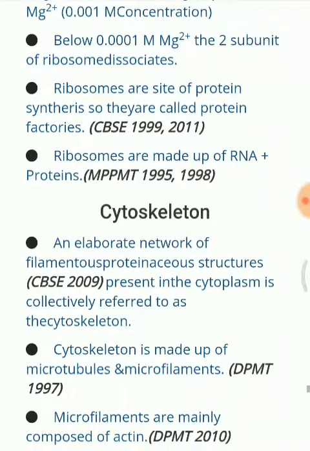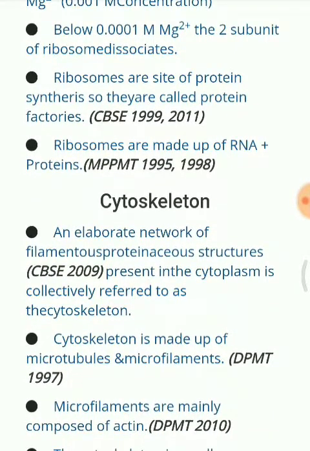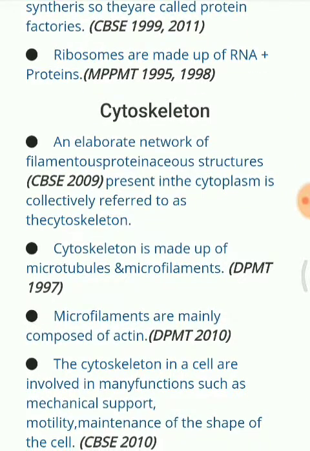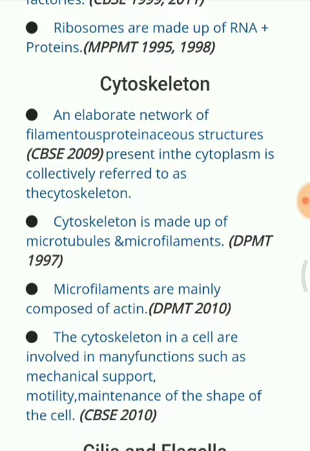Cytoskeleton: an elaborate network of filamentous proteinaceous structures present in the cytoplasm is collectively referred to as the cytoskeleton. The cytoskeleton is made up of microtubules and microfilaments. Microfilaments are mainly composed of actin.